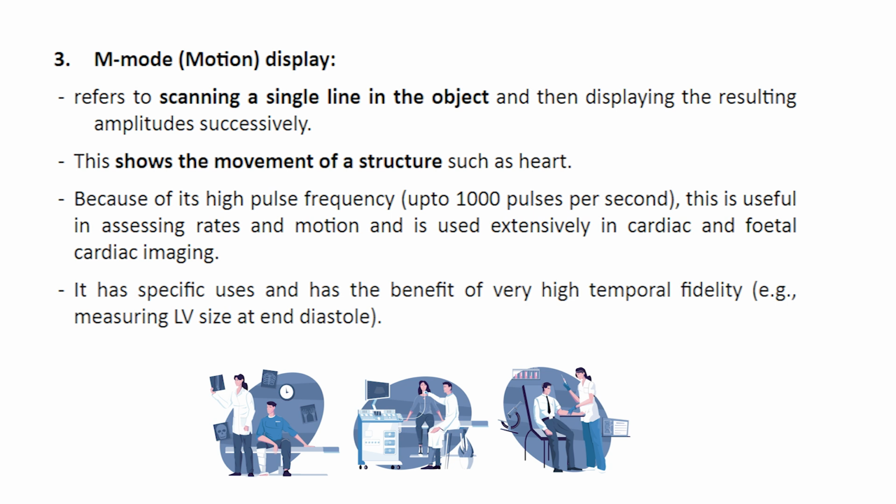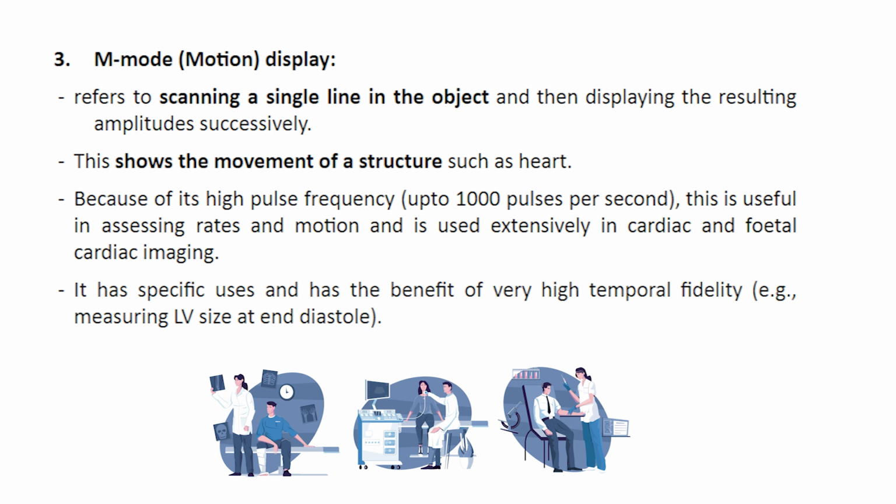Because of its high pulse frequency, up to 1000 pulses per second, this is useful in assessing rates and motion, and is used extensively in cardiac and fetal cardiac imaging. Motion mode is also used in modern echocardiography. It has specific uses and has the benefit of very high temporal fidelity, for example, measuring left ventricle size at end diastole.